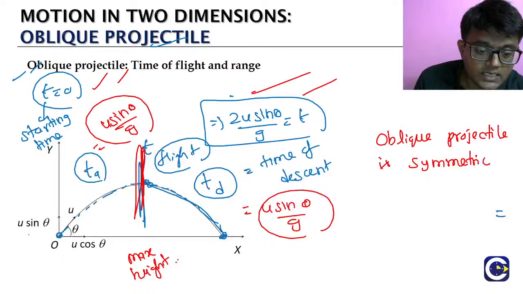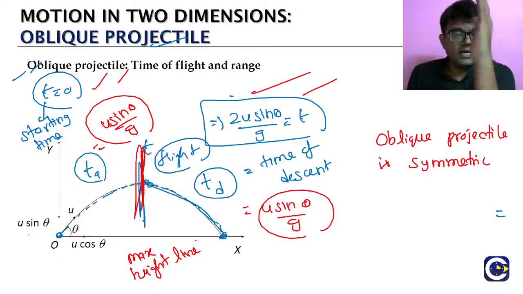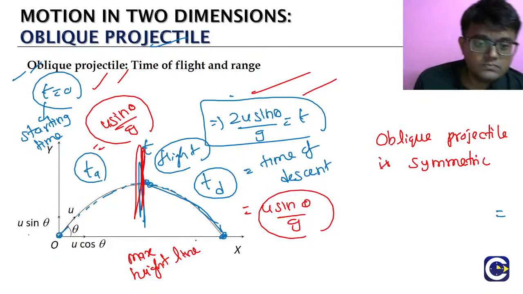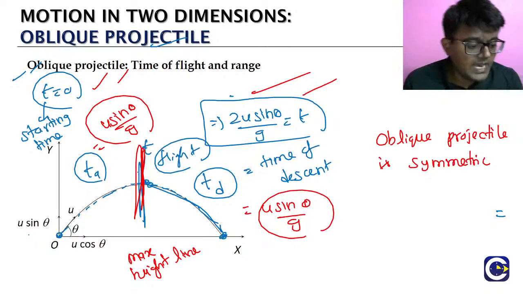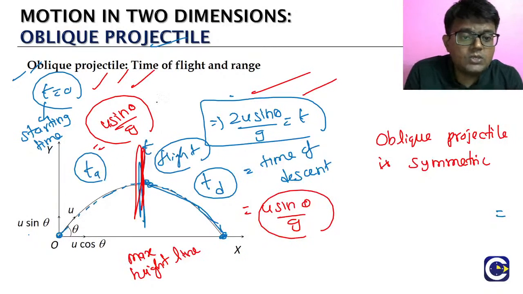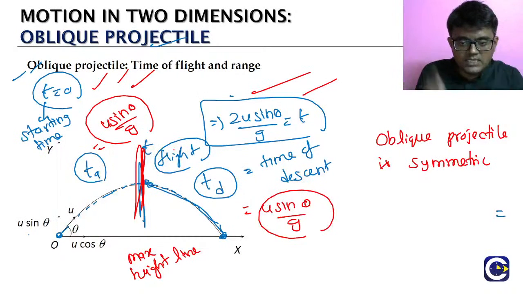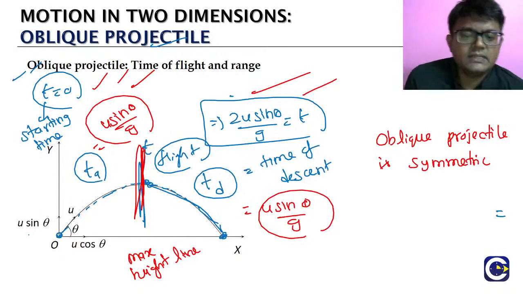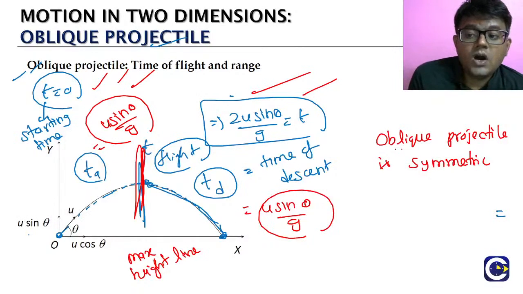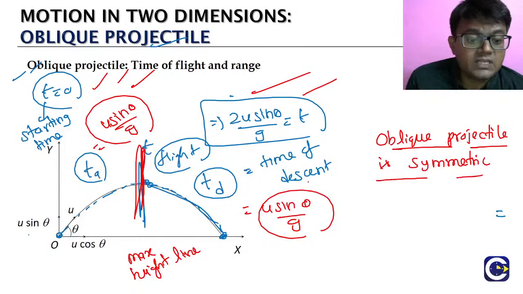Symmetric with respect to what? The maximum height line, the way it is coming up, the same way it will go down on the other side. Okay? So look, from the bottom to the top, what is the time it is taking? U sin theta by g. Then coming down from the maximum position, it takes the same amount of time, U sin theta by g. So we will say what? The oblique projectile motion is symmetric with respect to what?